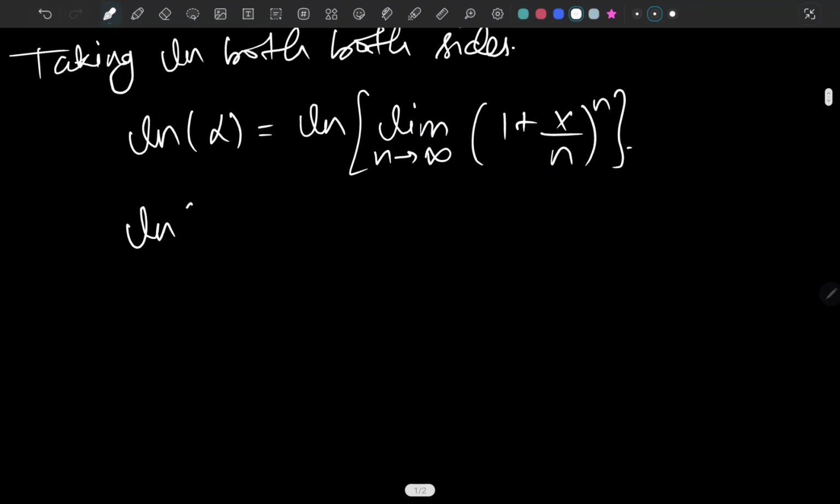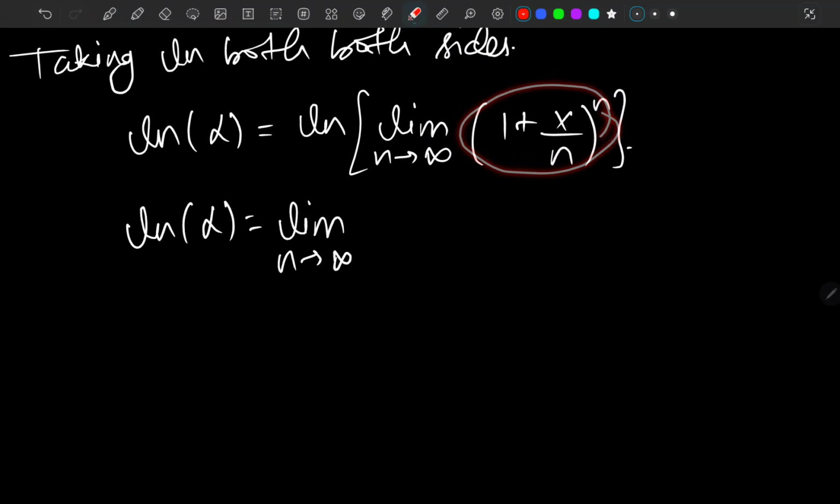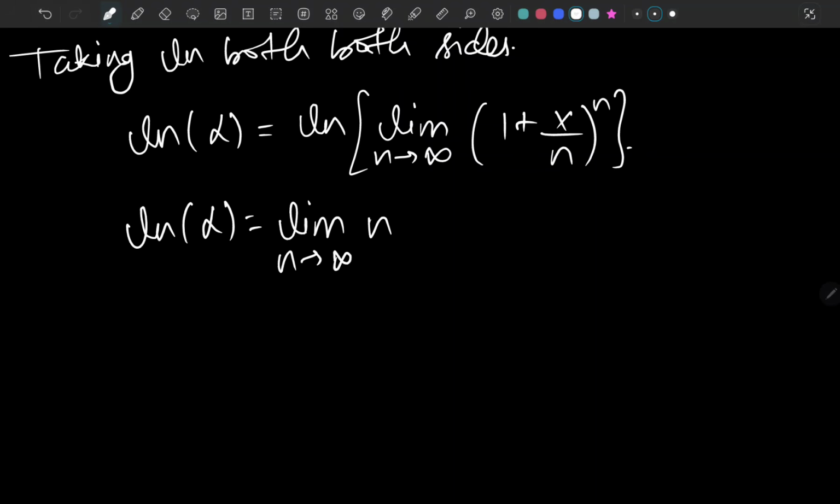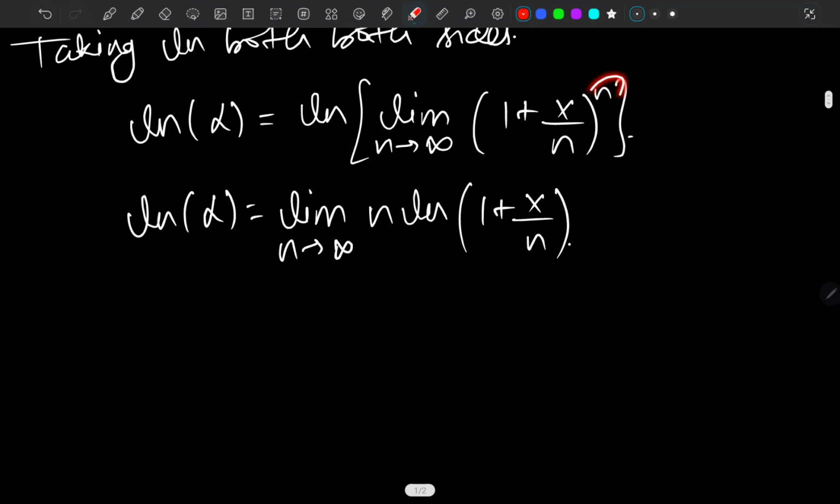So basically it is ln of L equals the limit as n tends to infinity. When we take the ln of this one, this n comes up in front of the ln, and the argument stays the same. Finally we got rid of this n, and we have a simple closed form of this.